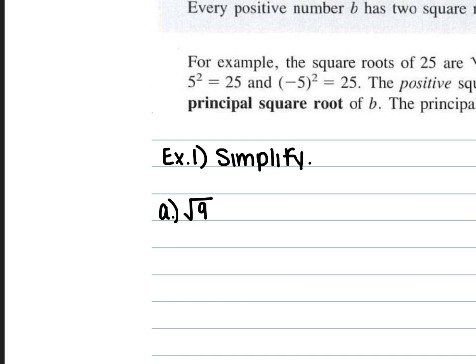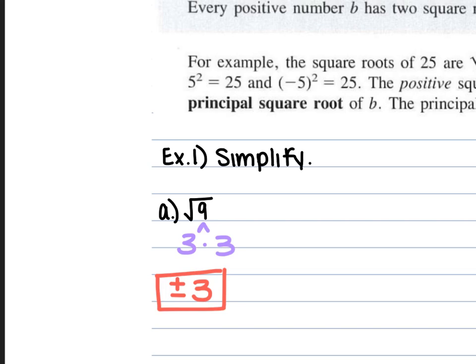So what you're saying to yourself when you're taking the square root of something is what times itself is the number underneath the radical. So if we look at example A, under example 1, we're just simplifying. We can look at that 9 and say, what times itself is 9? Well, 3 times 3 is 9. So the square root of 9 is both positive 3 and negative 3. So plus or minus 3 is the square root of 9.